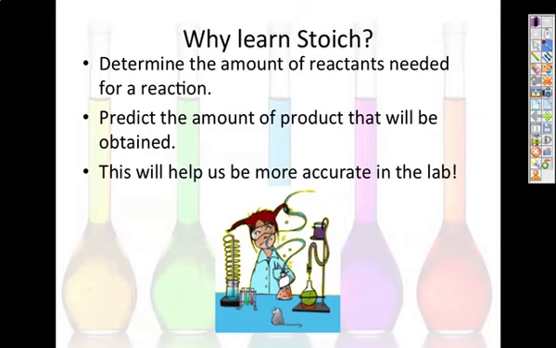It's all dealing about lab. We can do lab accurately if we can do stoichiometry. So, we can do things like determine the amount of reactants needed for a reaction. And this is what we do in industry.